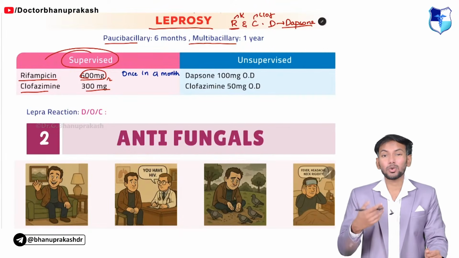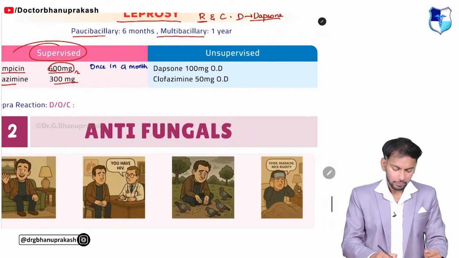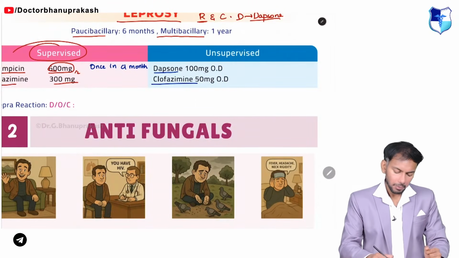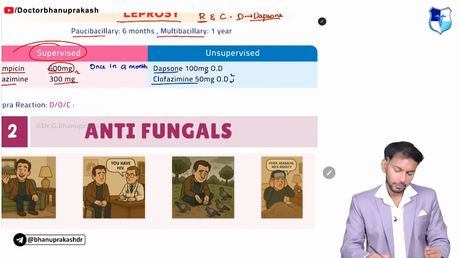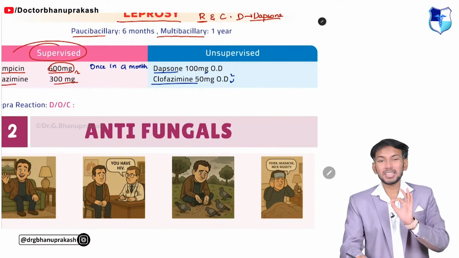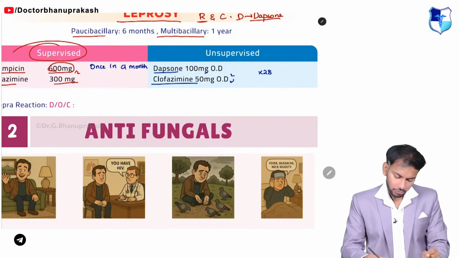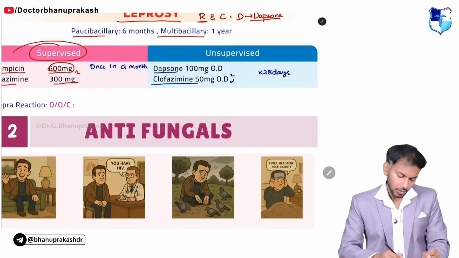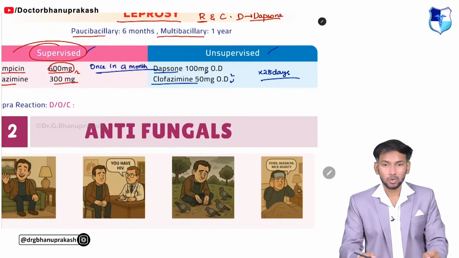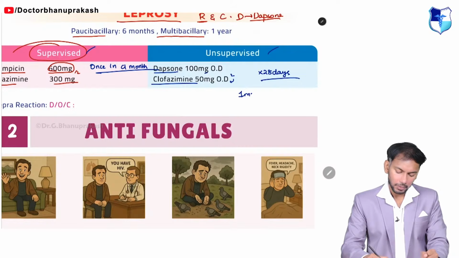Now after that he goes back home and he takes dapsone and clofazimine. Dapsone and clofazimine. Again remember 100 mg, 100 by 2 is 50. Okay, dapsone and clofazimine. Now he takes this daily for 28 days. For 28 days. That's all. 1 month is done. 1 day he is taking supervised therapy, 28 days he is taking unsupervised therapy. So this is 1 month treatment.